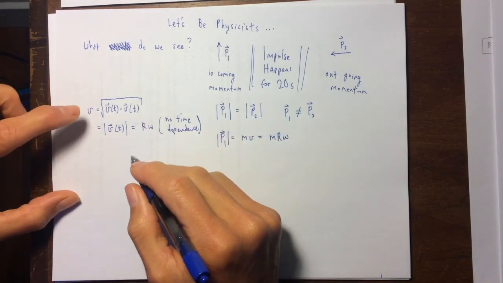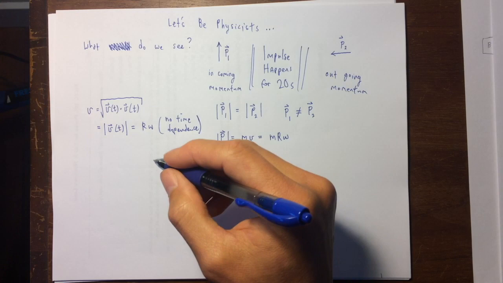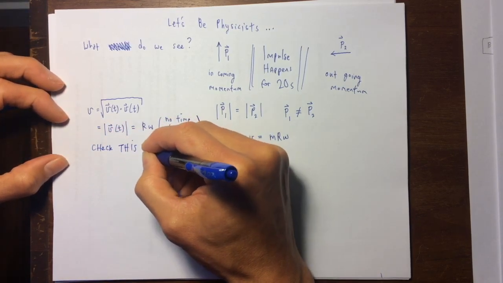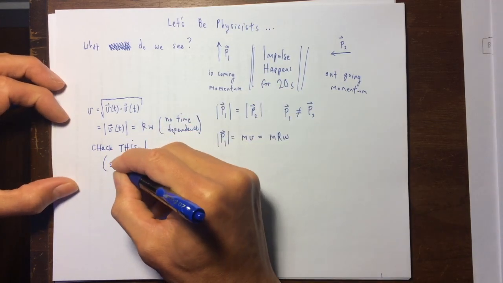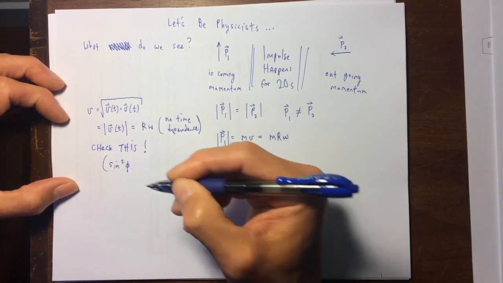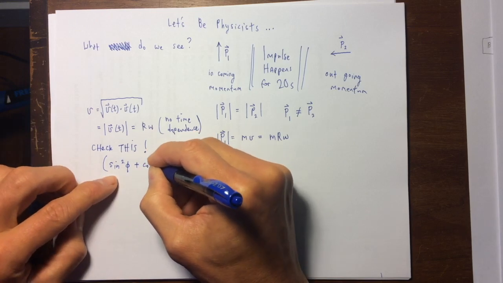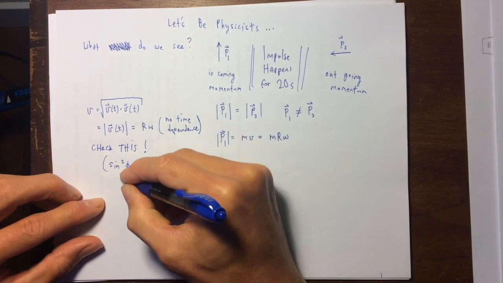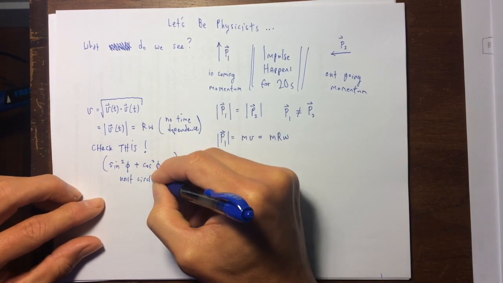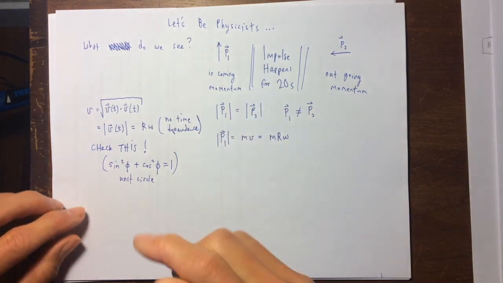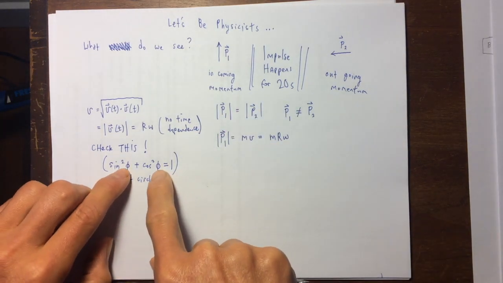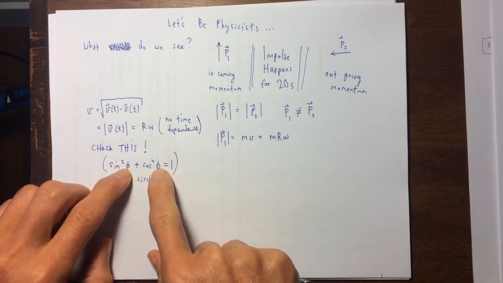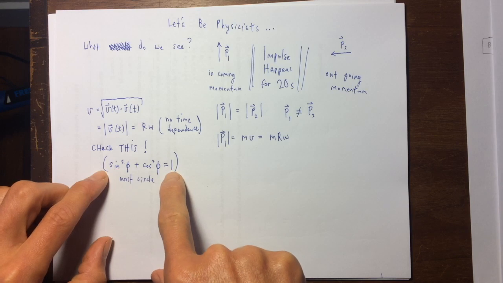This is worth your time to go and check. Let me check this. It hinges on the fact that the square of the sine of an angle plus the cosine squared of the same angle is equal to 1. This is a unit circle identity. And it turns out that this phi could be time dependent, but as long as they have the same time dependence, this will always be 1.